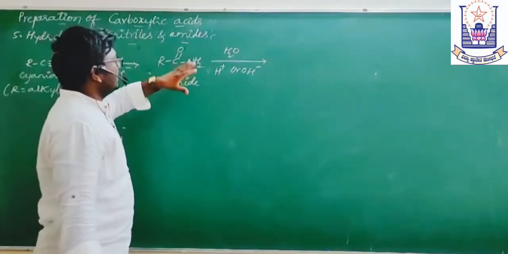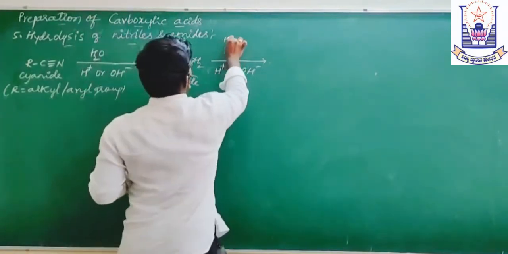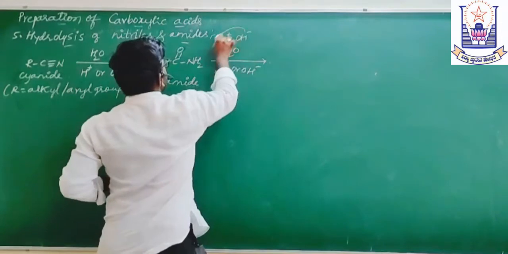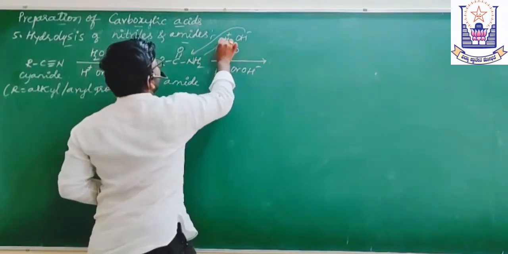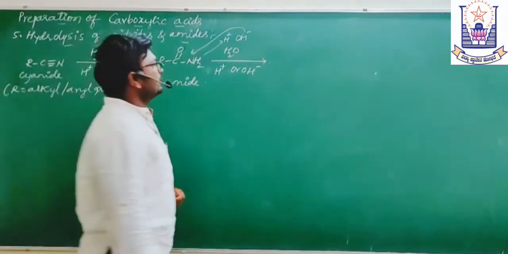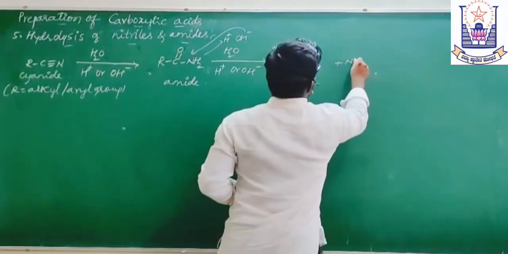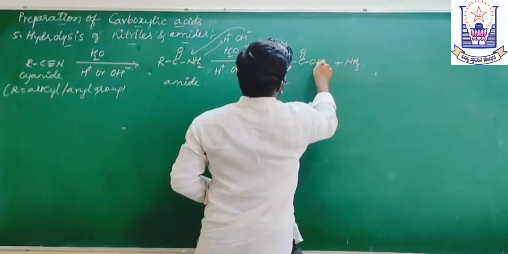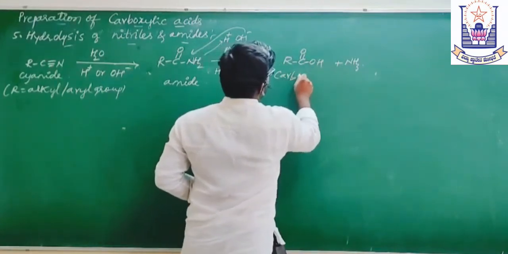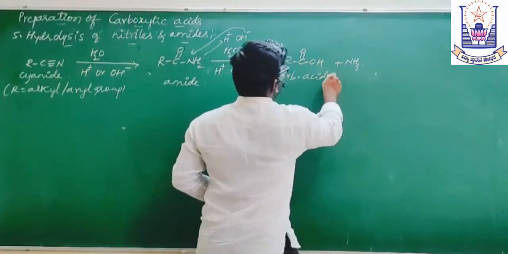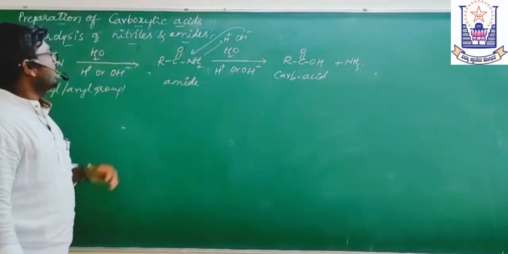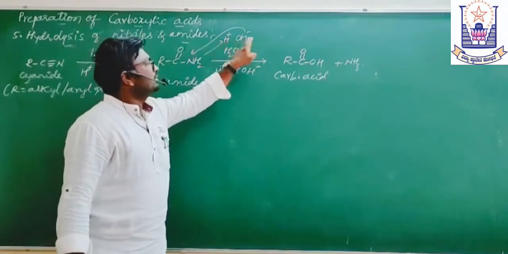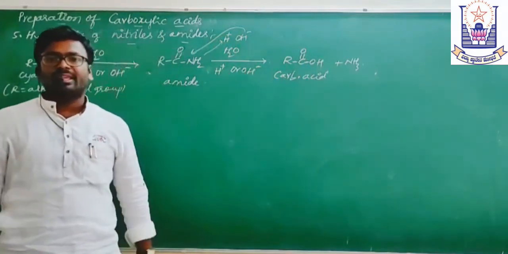If you add H2O, it is like adding H plus and OH minus ions. That OH will join here, and NH2 minus will join with the H plus ion. So therefore, the byproduct is ammonia, and the product is RCOOH, that is called carboxylic acid. RCO will join with OH, and this NH2 will join with H plus, so it will become ammonia as the byproduct.